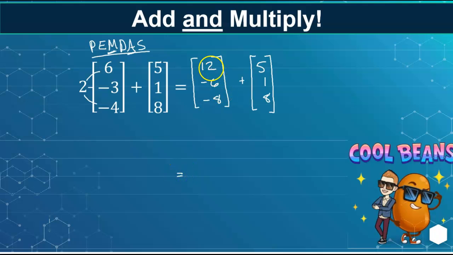We add those together, we get 12 plus 5 is 17. -6 plus 1 is -5. -8 plus 8, that is 0. And that is our final matrix in this problem. That's our answer.